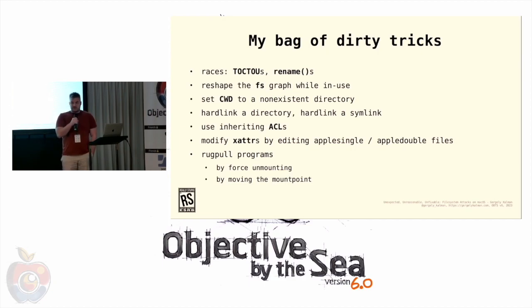Apple also relies extensively on extended attributes to provide system security, including the quarantine attributes. An extension of that is AppleSingle and AppleDouble files. In case a file system does not support extended attributes, you can mess with that with impunity. You can rug-pull all the programs. This is especially dangerous. You can do that by force unmounting or moving the mount point.